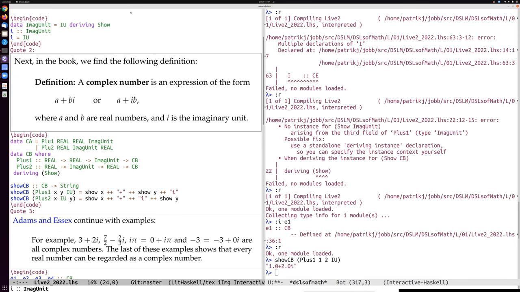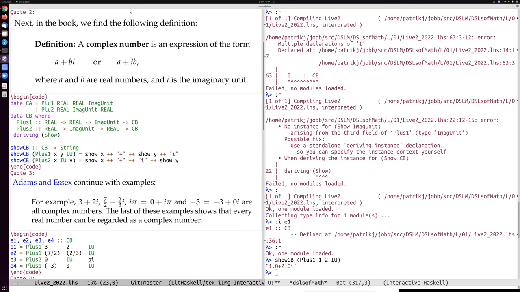Yes, here. So it has the I after the 2. So it's the plus 1 constructor.